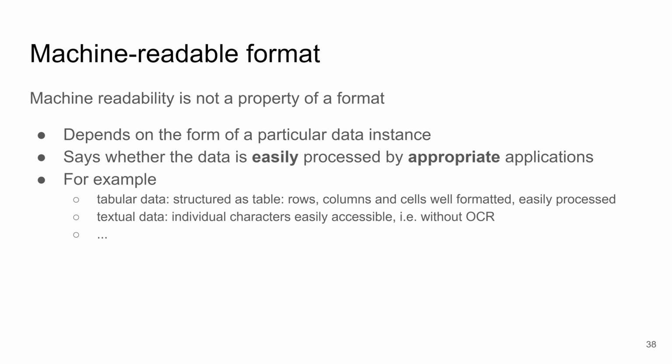For textual data, again, a machine readable format for textual data will give you access to individual characters with ease, without any hassle, especially without needing to use optical character recognition. This is again the case with some, for instance, PDF files. Some of them are just images, some of them actually contain the textual data. So that is the difference between machine readable and machine unreadable file.